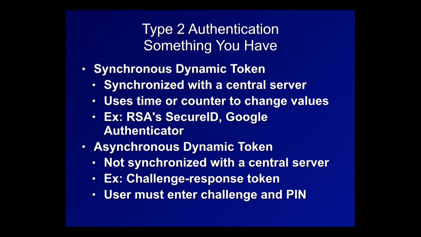Anyway, so you can have these tokens synchronized to the central server, like RSA SecurID or Google Authenticator, where it's running some kind of mathematical process to create those apparently random numbers, and the server's doing the same thing, so the server knows what the number should be. Another one is an asynchronous dynamic token where you have to enter a challenge that comes from them, and it does some kind of math, and you have a response. That's another way to do it. I don't see that hardly ever. The first kind is the most common.